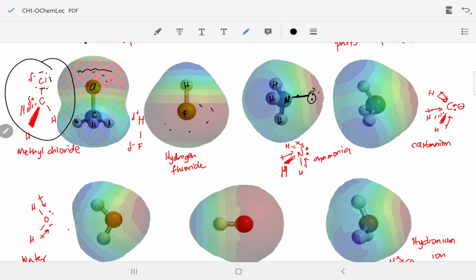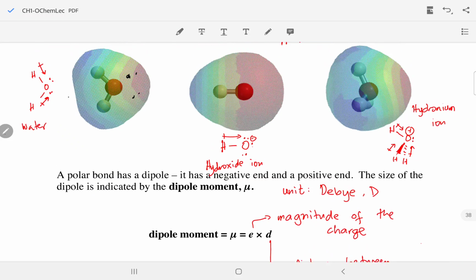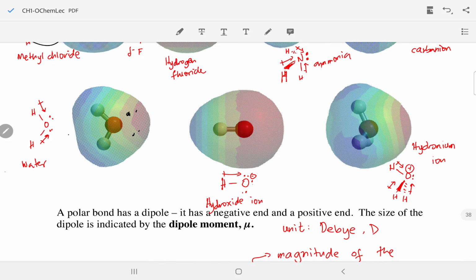Okay? So for water, the electron density indicated by the red is concentrated on the lone pairs. The same is true for the hydroxyl ion. The electrostatic potential map shows that the red portion is on the oxygen. Okay, because oxygen is more electronegative than hydrogen.